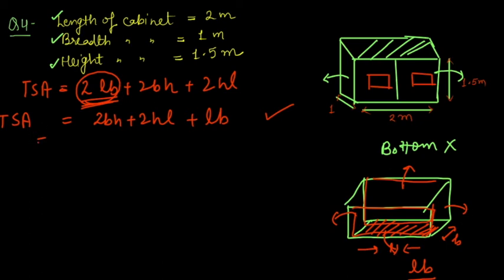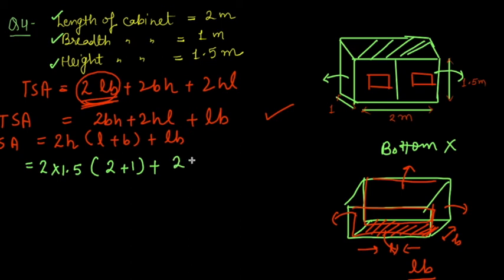So if I take 2H common from here, I am left with L plus B plus LB. Okay, so this will be the TSA of the cupboard according to this question, according to the condition of what she has painted and what she has not painted. Let's place the values here. 2, how much is H? H is going to be 1.5. L plus B, L is 2, plus 1, plus L into B means 2 into 1. So this much is your meter square.